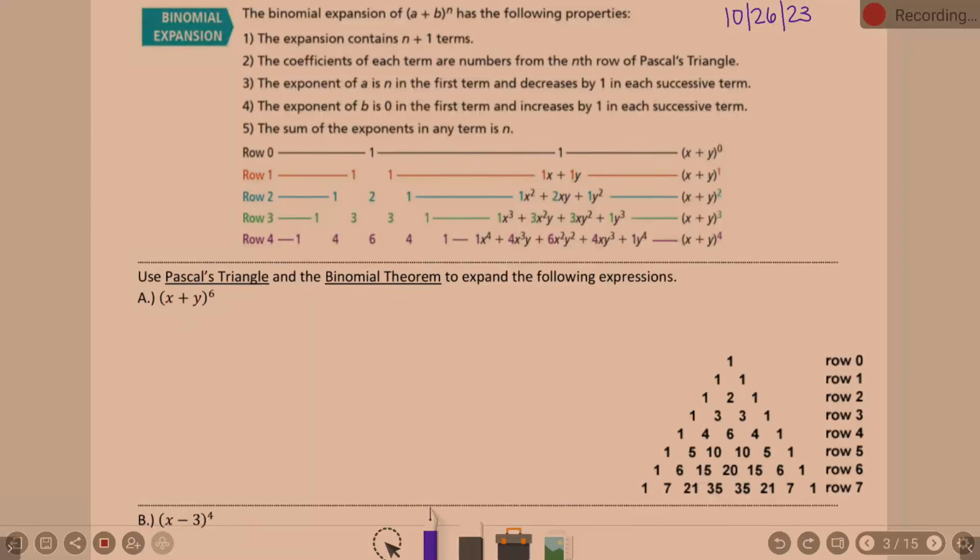Okay, yes. So will we have to remember, like, from yesterday, all of these?